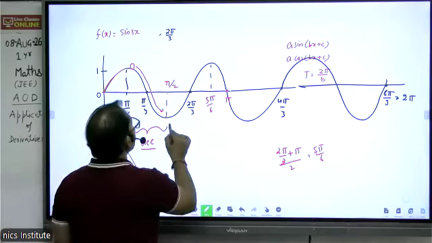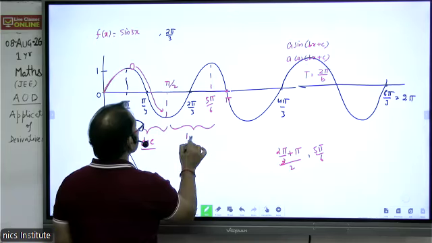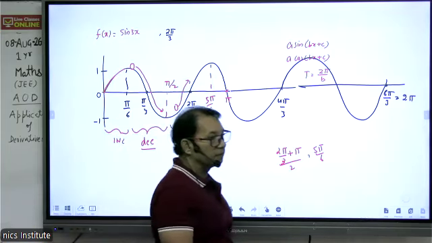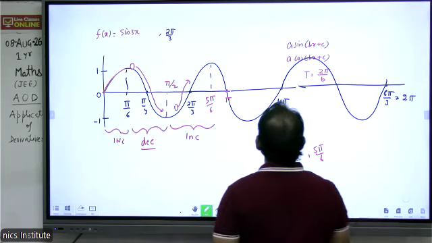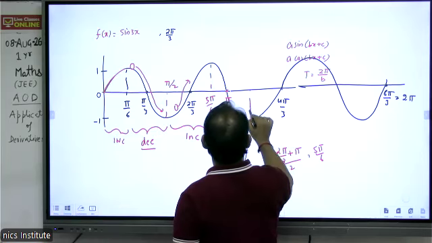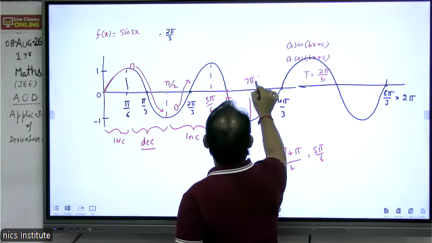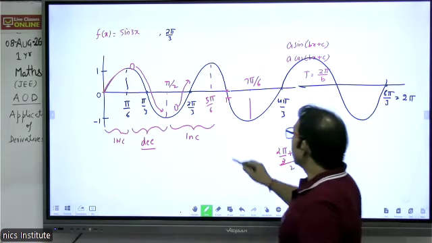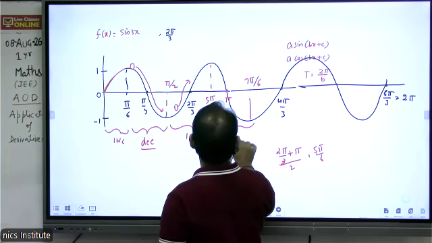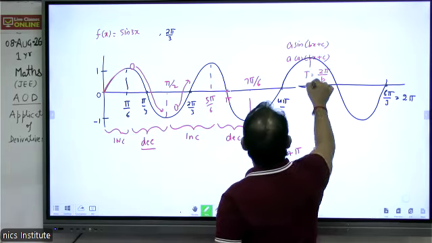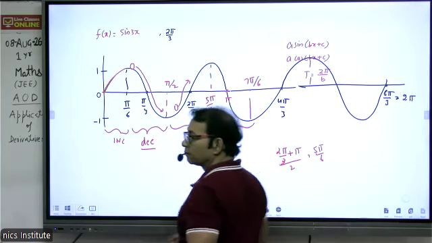From pi/2 to 5π/6, function is increasing. Again, you are climbing on the mountain. And then pi plus 4π/3, 7π/3 will be 7π/6. क्या था next? 7π/6 था critical point. From 5π/6 to 7π/6, function again decreasing. And then again increasing, again decreasing, and so on.